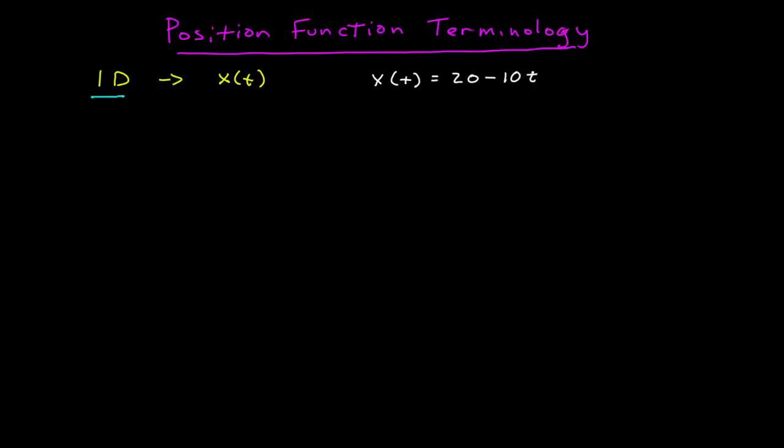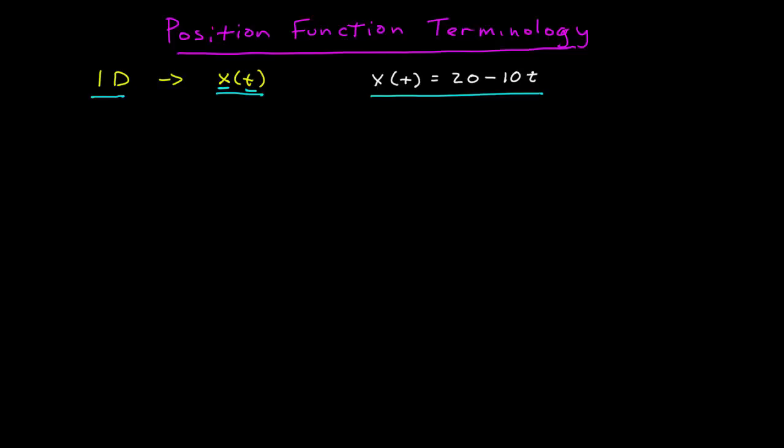In one dimension, I have some function which I call x of t. For some time, which I'll say in seconds, this function is going to give me some position along the x-axis. And so here's an example. Technically a vector function of time. It gives me a vector of some magnitude along the x-axis pointing in either the positive or negative direction.